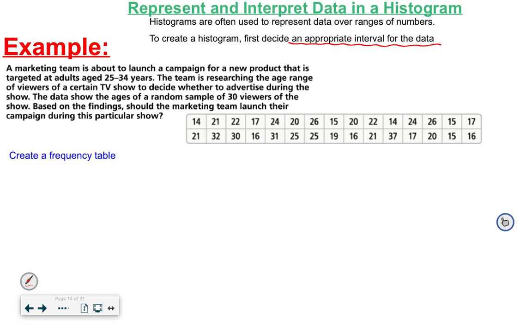The team is researching the age range of viewers of a certain TV show to decide whether to advertise during the show. The data show the ages of a random sample of 30 viewers of the show. Based on the findings, should the marketing team launch their campaign during this show? So to be able to interpret and represent the data in a histogram, the best method is to make a table first for the histogram.